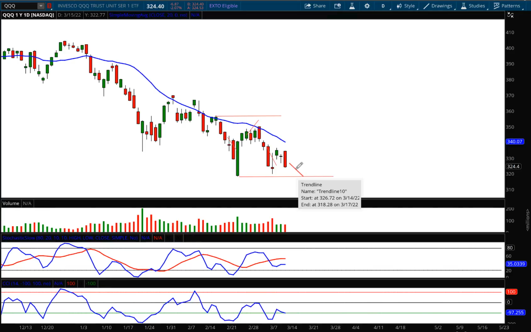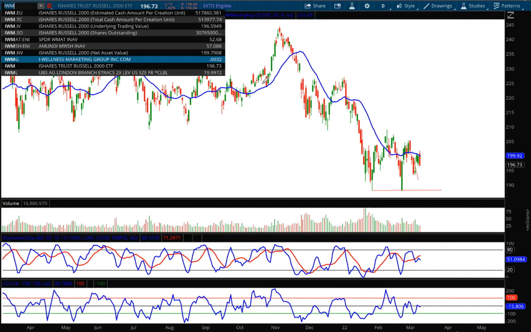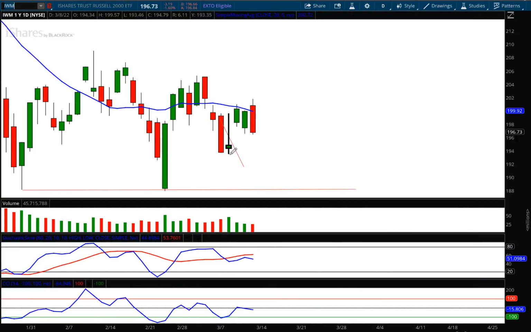Again, to reiterate, the downside target, 318.28. Now let's look at IWM. We came close to hitting my downside target from last week. Came real close on Tuesday. But guess what? I think we're going to do that next week.